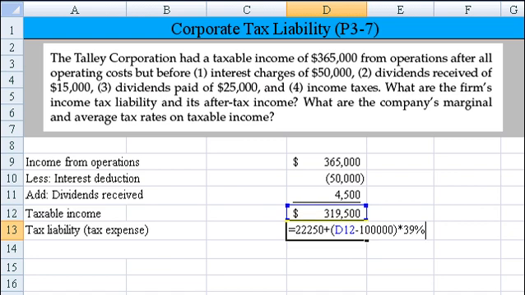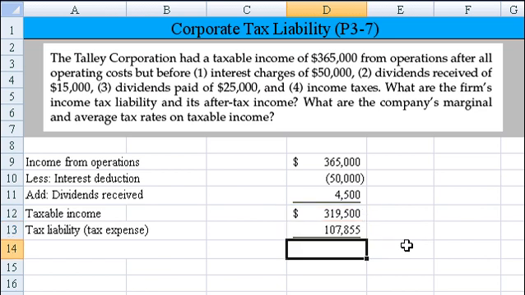And here's how we do it. We take the $22,250 that we just saw from the tax table, then we take our taxable income, which is in cell D12 above, subtract out $100,000, and take that times 39%. And once we do that, we come up with a tax liability or tax expense of $107,855.